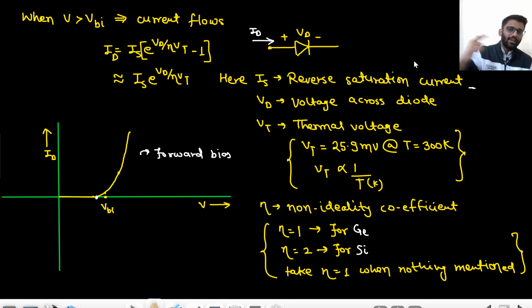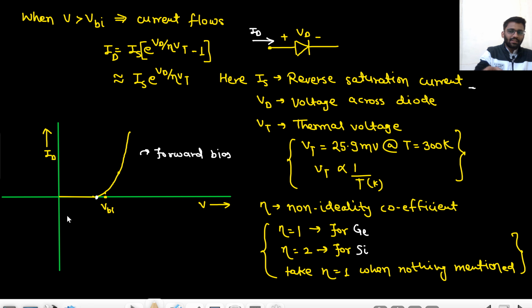Okay, so basically from P to N side the current will flow. What is the expression of that current? That is Is e to the power Vd upon neta Vt, that is exponential. But when we study network, when we study analog electronics, we will reduce it to linear. How we will reduce that we will see in the next lecture only. Okay, so we will reduce it to linear.